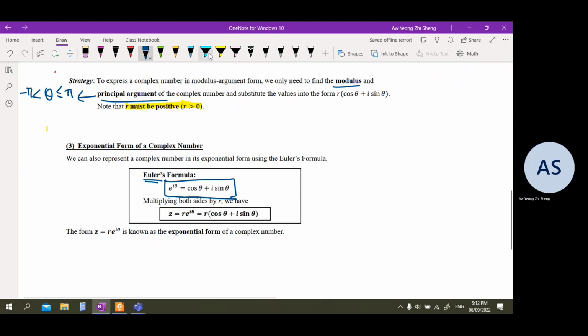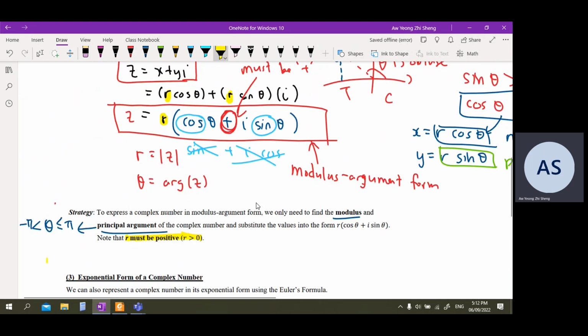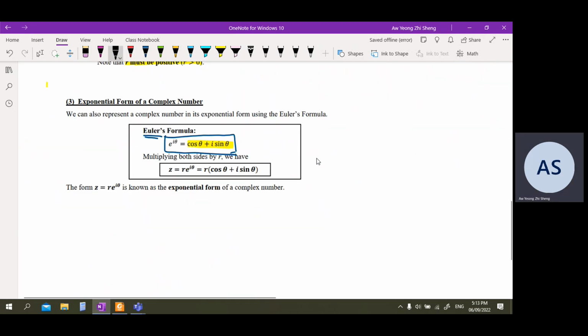And I believe you notice that cos theta plus i sin theta sounds very familiar, because it is actually the term that comes in the bracket in the modulus argument form. The cos theta plus i sin theta is exactly over here. So earlier we know that if z is equal to x plus yi, where x and y are real, then we call it the Cartesian form.